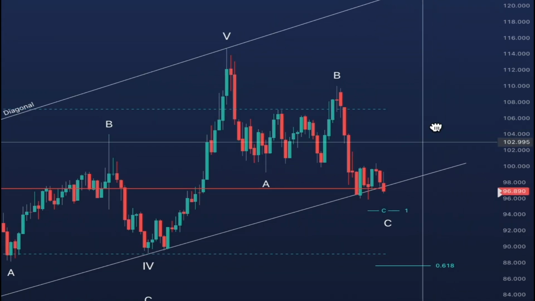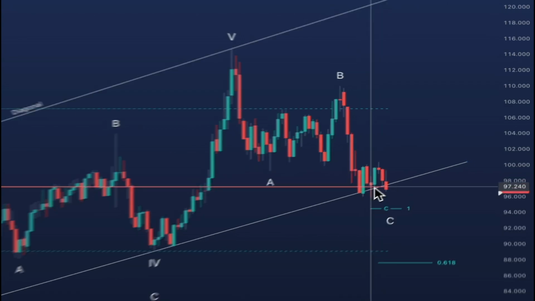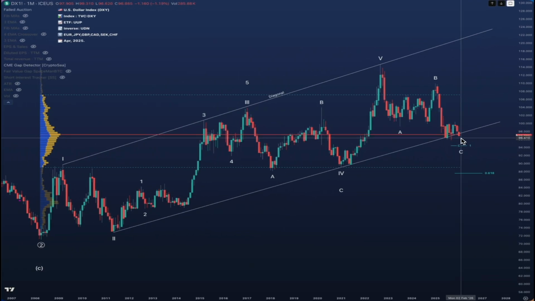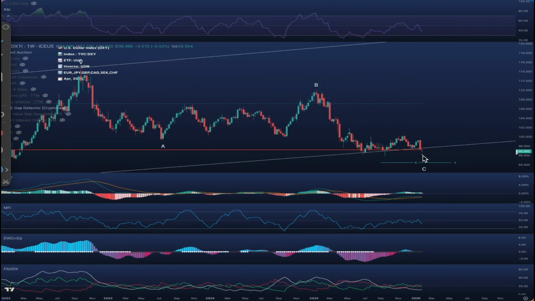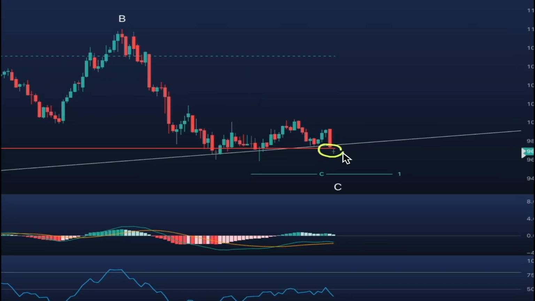So right now, we're going to try to figure out if there's still more downside here, or if we're actually bottoming out. So let's move on and take a look at how the dollar looks on a weekly chart. And we can see here more clearly that a breakdown of this POC line is already happening.